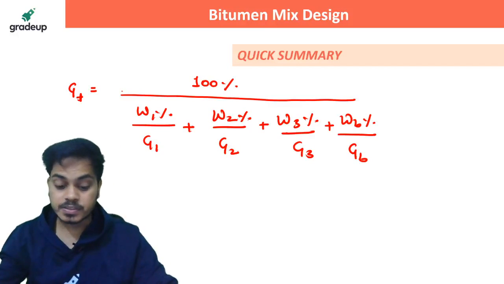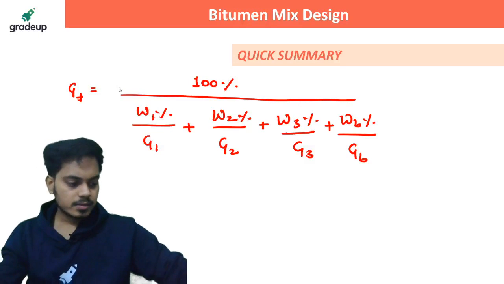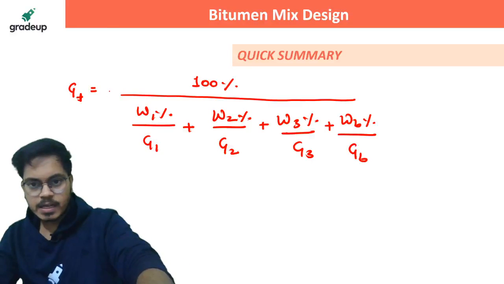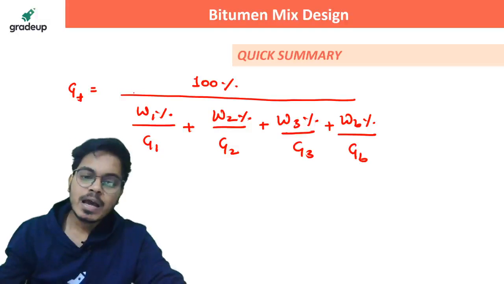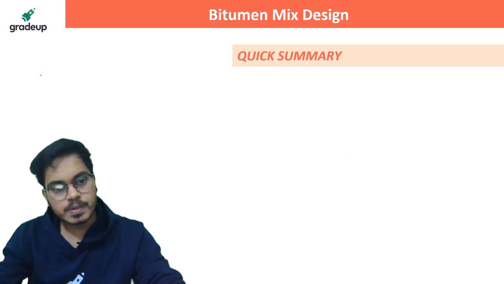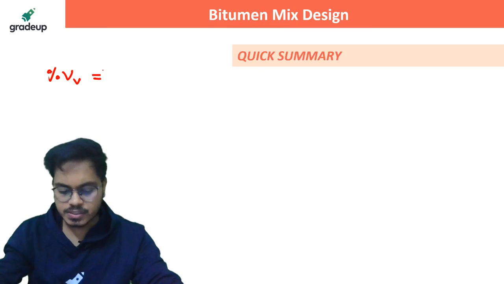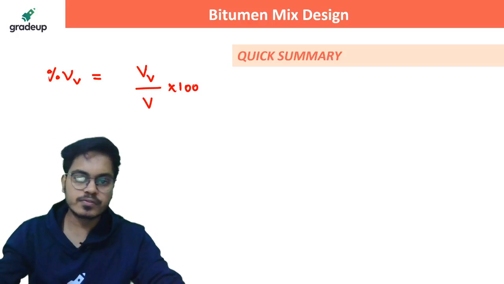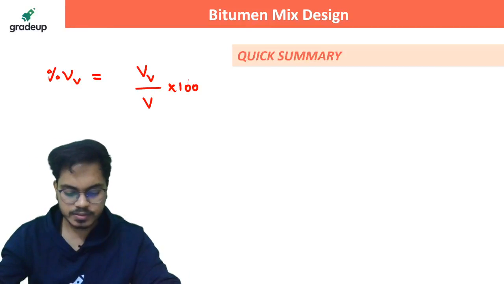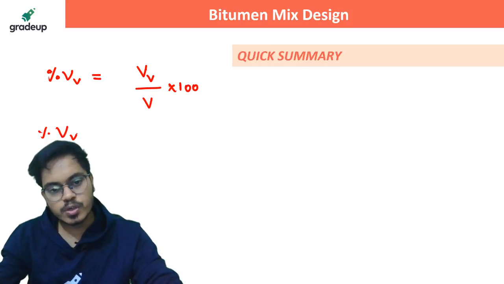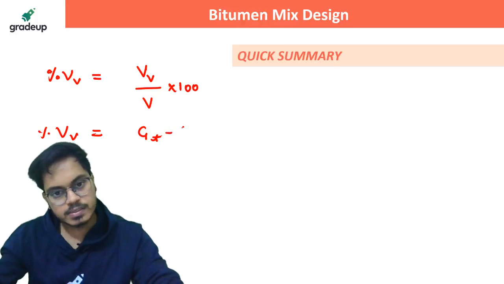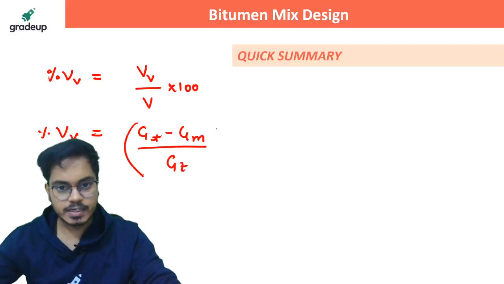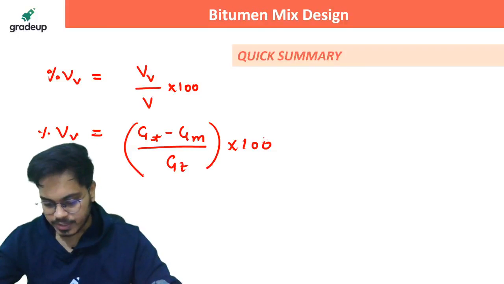Then we see the percentage void in mix. So the percentage volume of voids is nothing but the volume of voids divided by the total volume of the mix, and this gives you the percentage volume of void. Simple as that. Percentage volume of void can also be given as GT minus GM upon GT, where GM is the bulk or mass specific gravity.